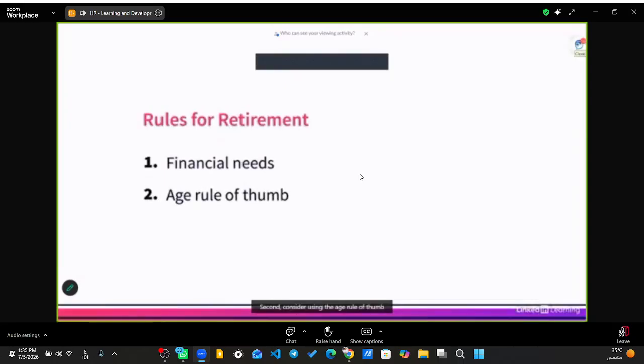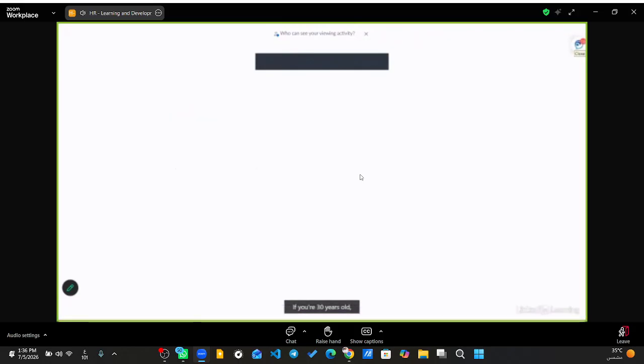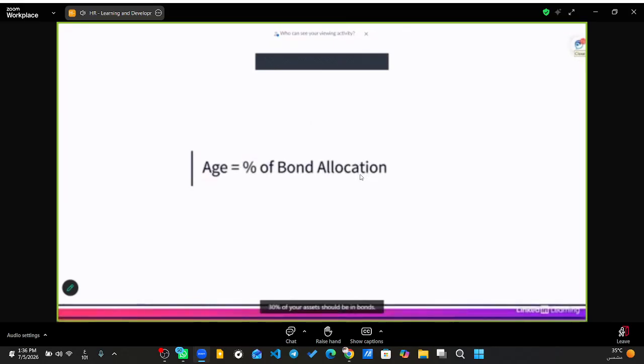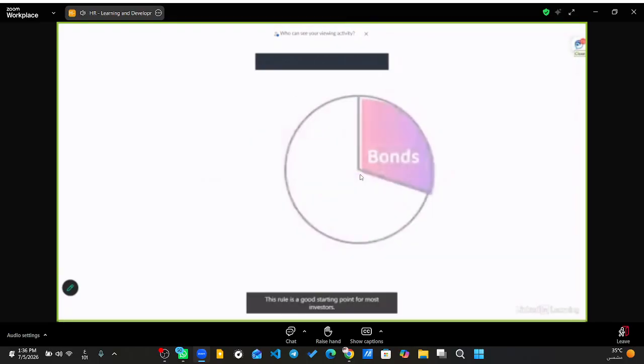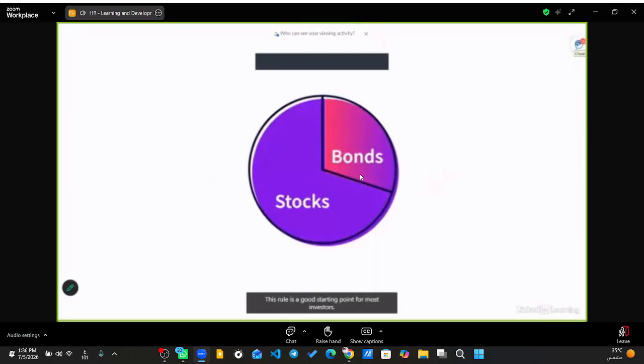Second, consider using the age rule of thumb to allocate your assets. That rule says that whatever your age is, that percentage of your assets should be invested in bonds. If you're 75, 75% of your assets should be in bonds. If you're 30 years old, 30% of your assets should be in bonds. The remainder of your assets should be in stocks. This rule is a good starting point for most investors.